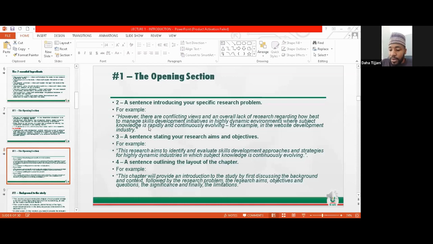So the next sentence also should briefly introduce your research aim and objective, not the specific one, just the general one, which could be something like this: this research aims to identify and evaluate skills development approaches and strategies for highly dynamic industries in which subject knowledge is continuously evolving. The first sentence that is very important in the opening section should be something like this.